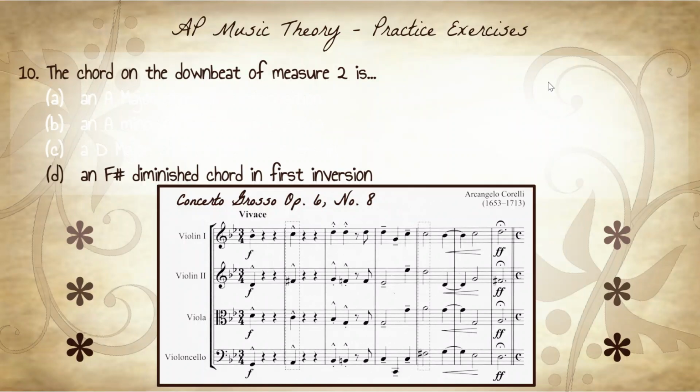The correct answer is D, an F sharp diminished chord in first inversion. The chord is F sharp, A, C, and the A, the third of the chord, is in the bass.